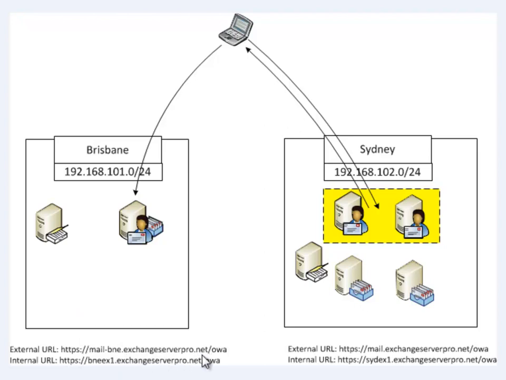mail-bne.exchangeserverpro.net. So in effect, because these client access servers detected that the user's mailbox is in Brisbane, and that the Brisbane server has an external URL configured, it redirects the client over to that URL because that is the best way to connect to that Brisbane server.